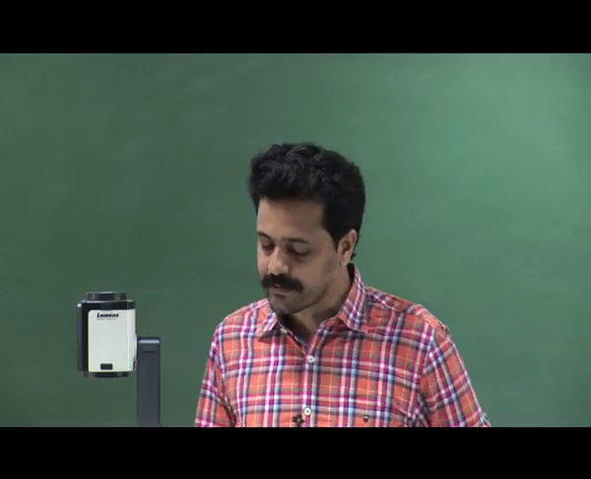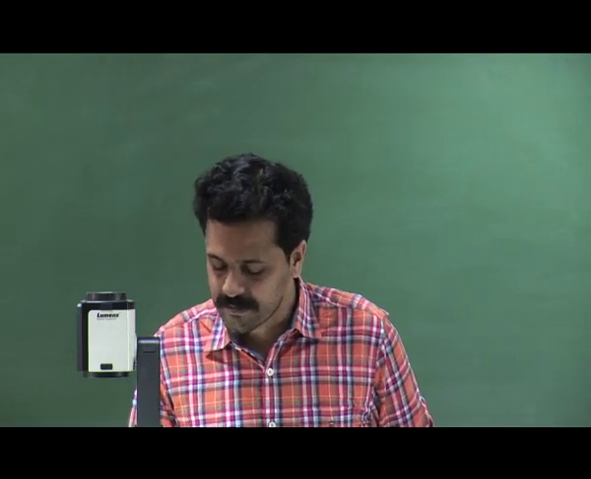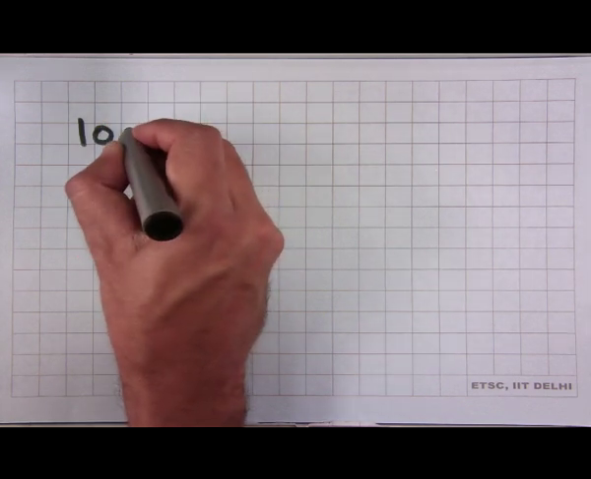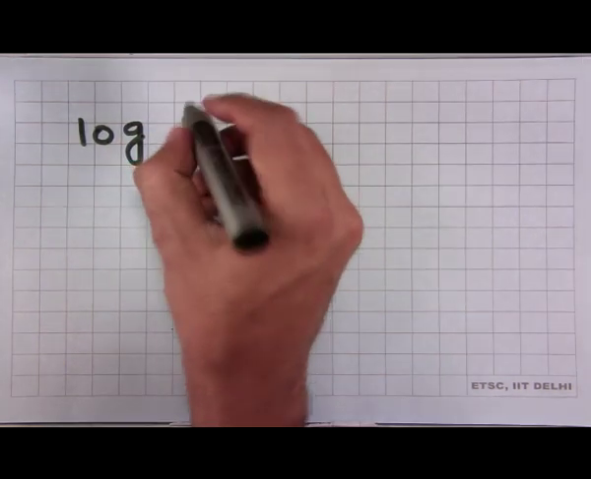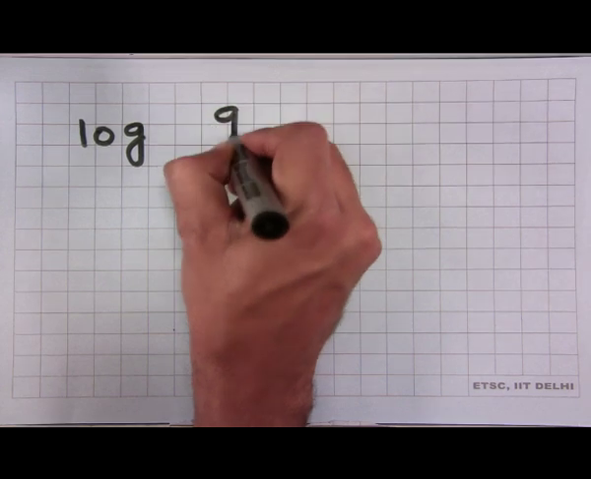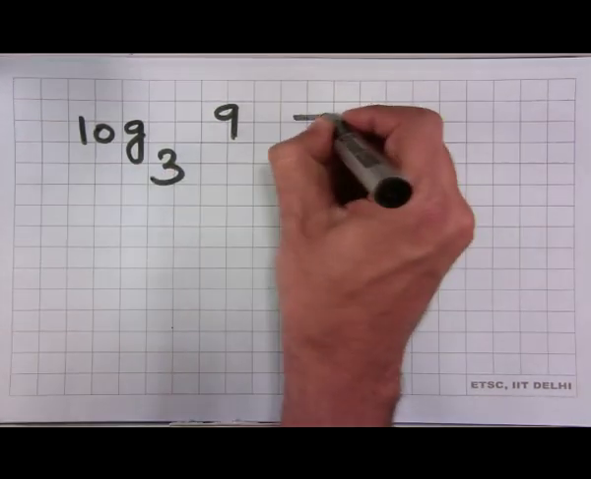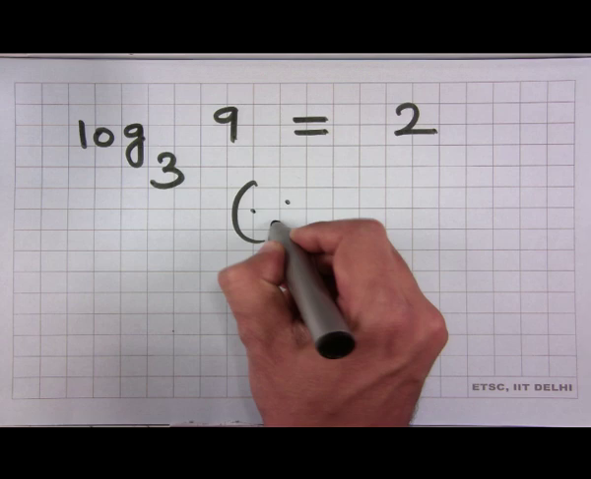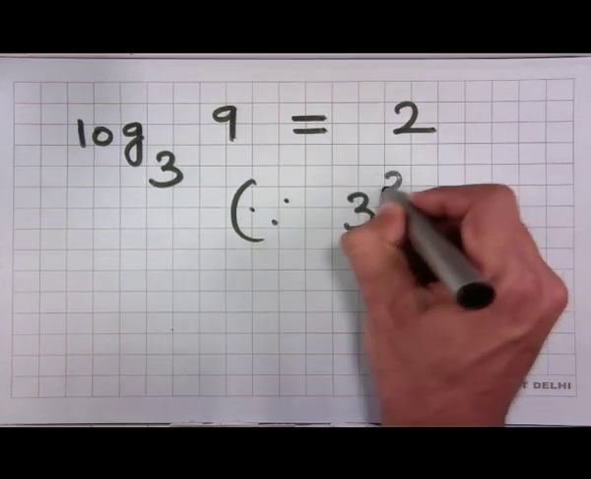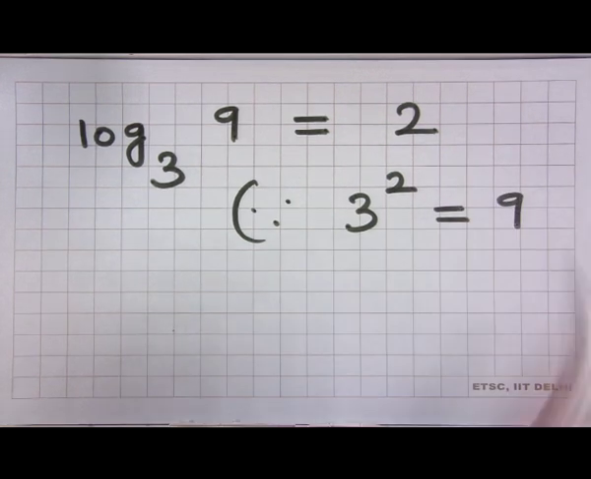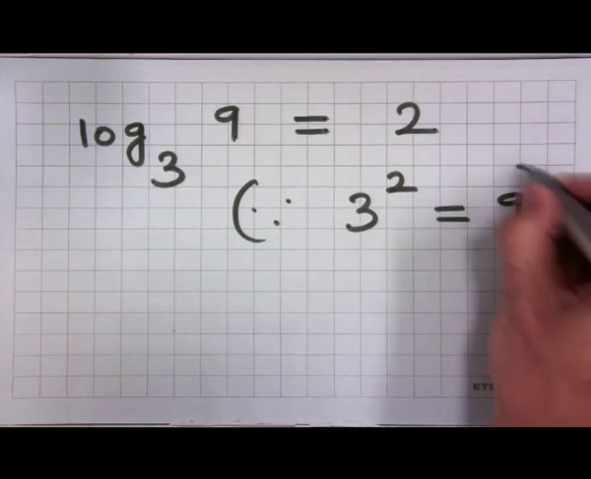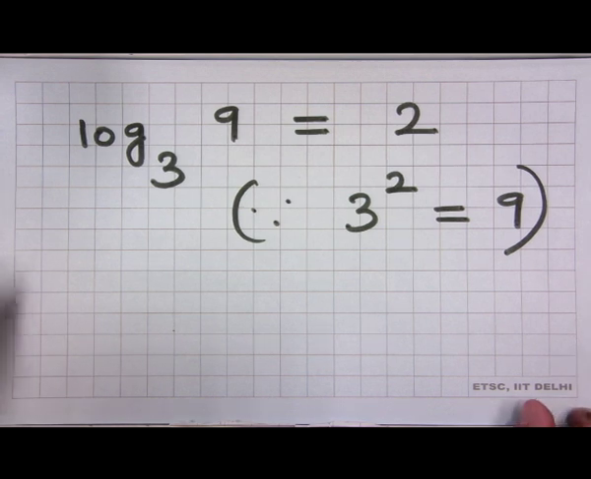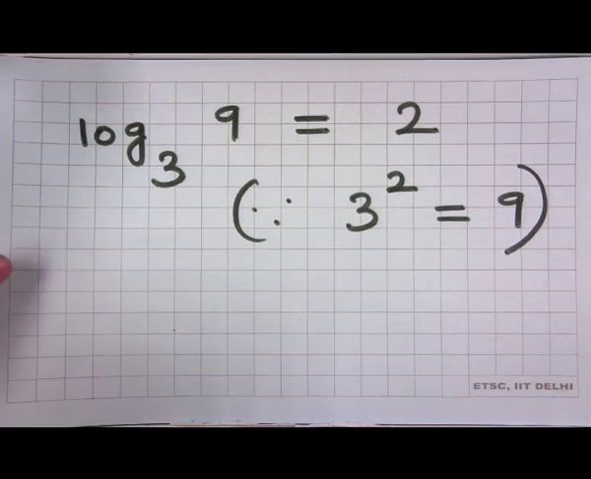Let me give you one more instance, just to give some specific example. We say logarithm of 9 to the base 3 is 2. That is because 3 when squared gives 9. I urge you to practice more with exponentiation and its inverse process, logarithm.